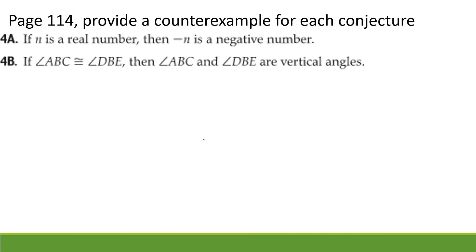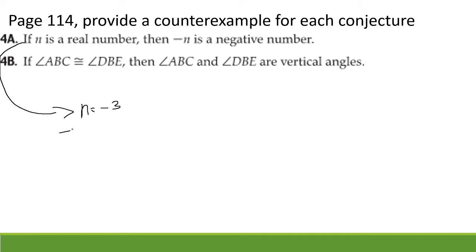Cool. There we go. So let's see if we can provide a counterexample to disprove these conjectures. It says if n is a real number, then negative n is a negative number. So we want a counterexample to disprove that claim. Let's think of an n that would disprove this. If n is a real number, well, a real number can be anything. So maybe a real number could be negative 3. That's a real number. It says then negative n is a negative number.